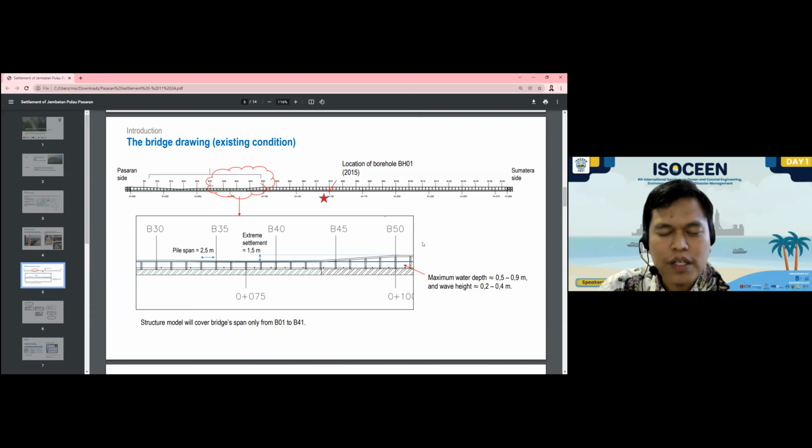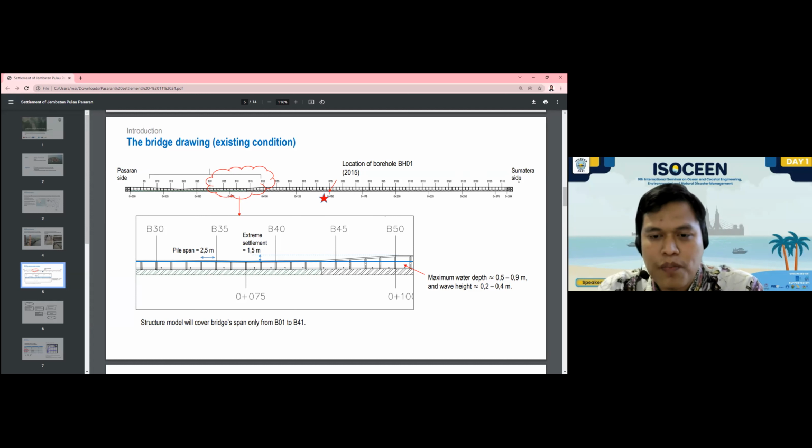Details, the drawing of the bridge. This drawing was taken visually by measurement of the bridge. And the left side, this is Pasaran side, and in the right side, this is Sumatera side.